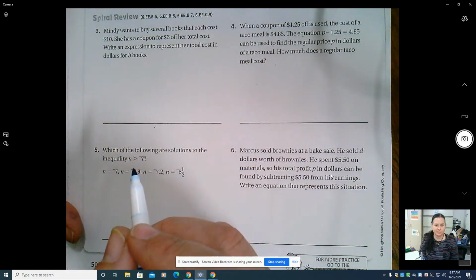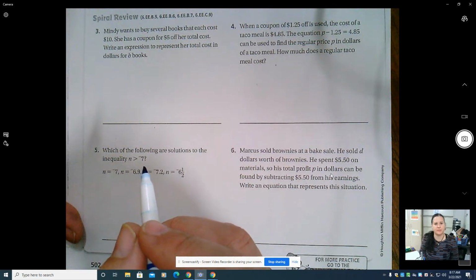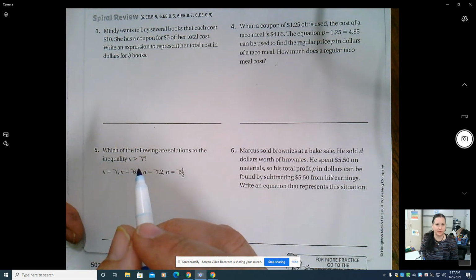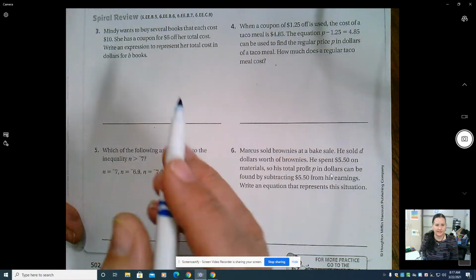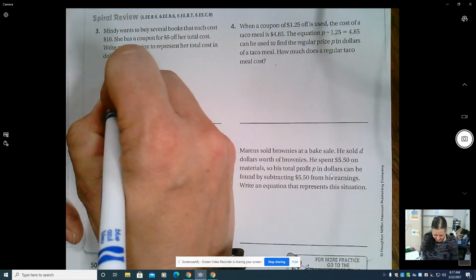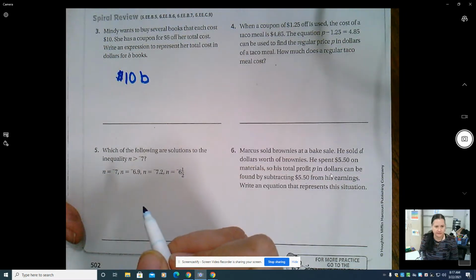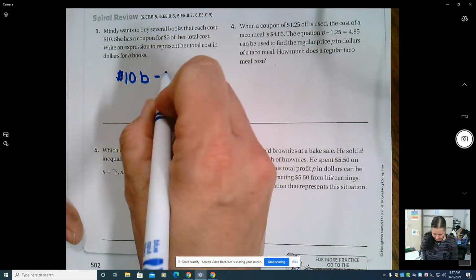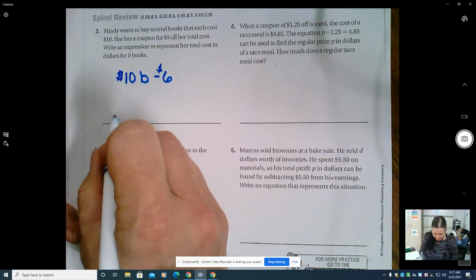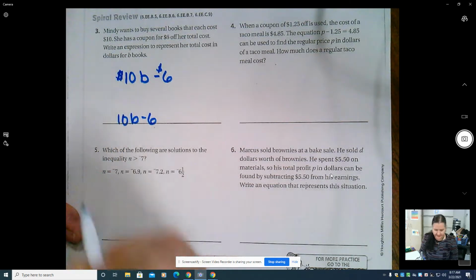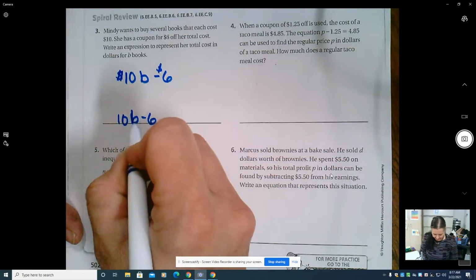Mindy wants to buy several books that each cost $10. She has a coupon for $6 off her total cost. Write an expression to represent the total cost in dollars of B books. So she wants to buy several books that each cost $10, so it would be 10 times the number of books that she is going to buy, and then she has a coupon for $6 off, so that would be subtracting $6. So 10B minus 6 is going to be the expression there. That is a B.